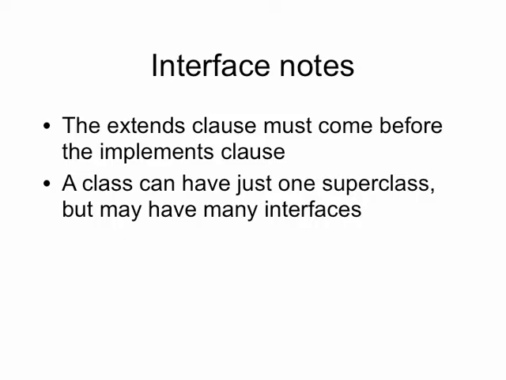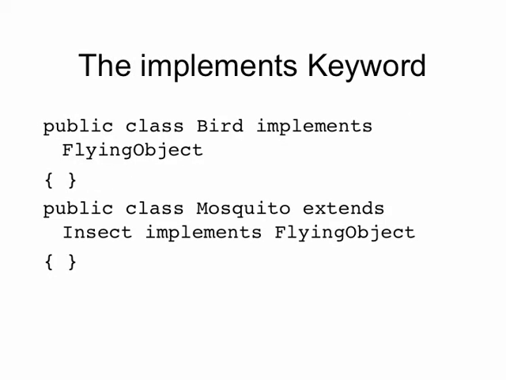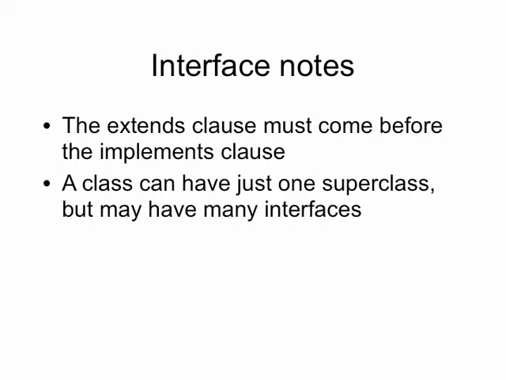So the extends clause, if you have an extends clause, let's back up just one second. Mosquito extends Insect, implements FlyingObject. The extends comes first. So notice Bird does not have a superclass, it just implements FlyingObject. But in the case of Mosquito, it extends Insect and implements FlyingObject. So the extends comes first and then the implements. You can have just one superclass, but you can have many interfaces. So you could implement FlyingObject, comma, I don't know, Creepy, SixLegs, whatever other interfaces you might have for your Mosquito.